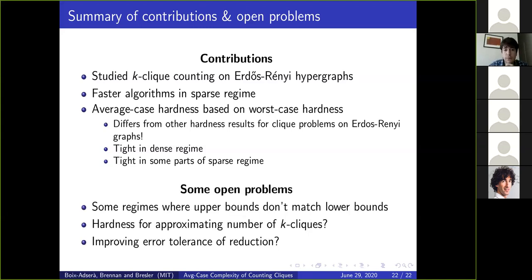Some open problems are the following. Closing those gaps, so finding a way to match the upper bounds and lower bounds, or maybe extending these techniques to approximate the number of k-cliques and proving that that's hard, if you want to get a good enough approximation of the number of k-cliques, and also maybe improving the error tolerance of the reduction. And for more details, I welcome you to read our paper, which is online.